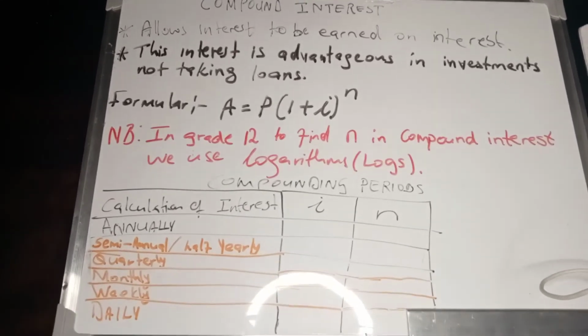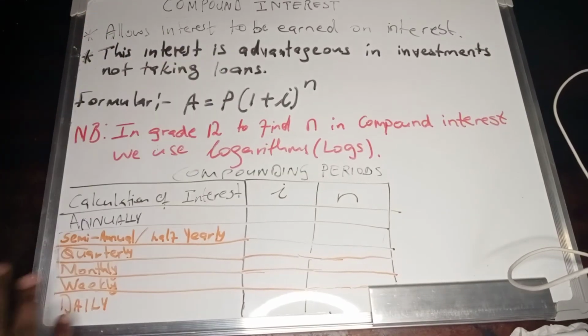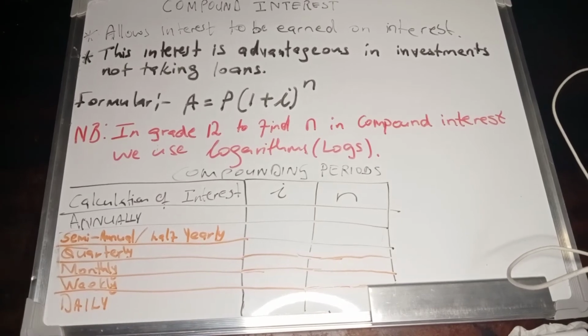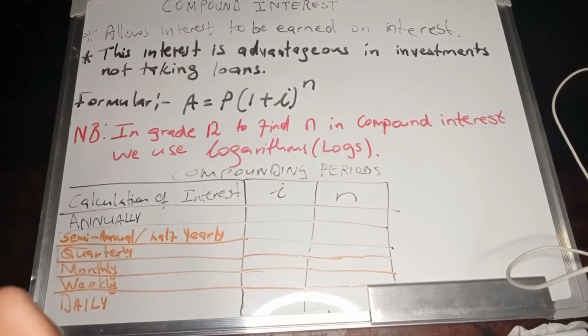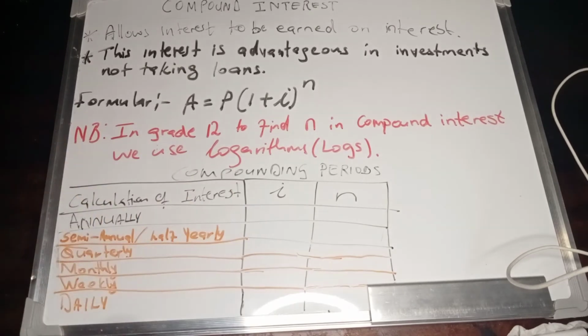Now let's talk about the compound interest. What you need to know about the compound interest is that it allows the interest to be earned on the interest, meaning unlike the simple interest whereby the interest cannot generate another interest, in this case the interest can generate another interest.